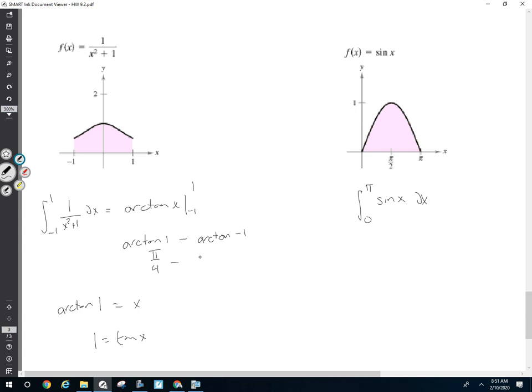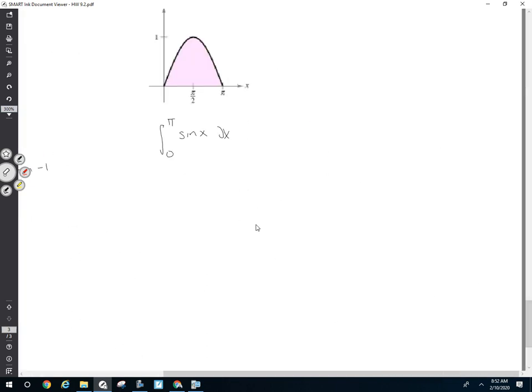Negative 1, you could say this is negative pi over 4. You could say it's 3 pi over 4, but the area is positive. So I think they want negative pi over 4, giving us an answer of pi over 2. You're actually allowed to leave your answers, including the arctangents like that. So I don't want you to stress out about that, but it isn't that hard to find.